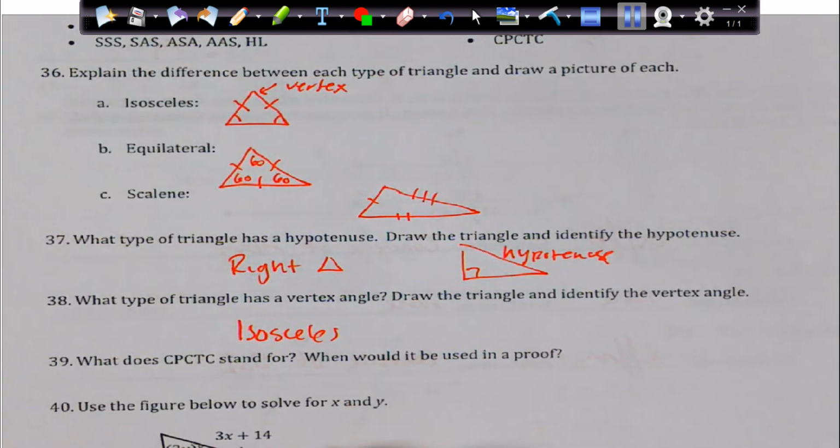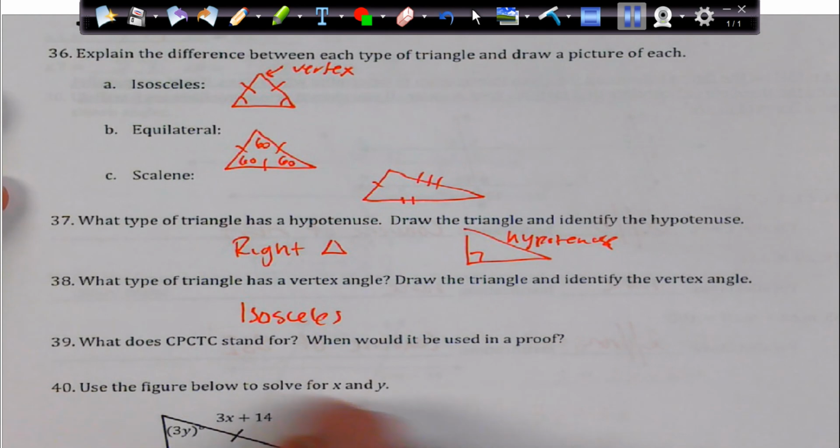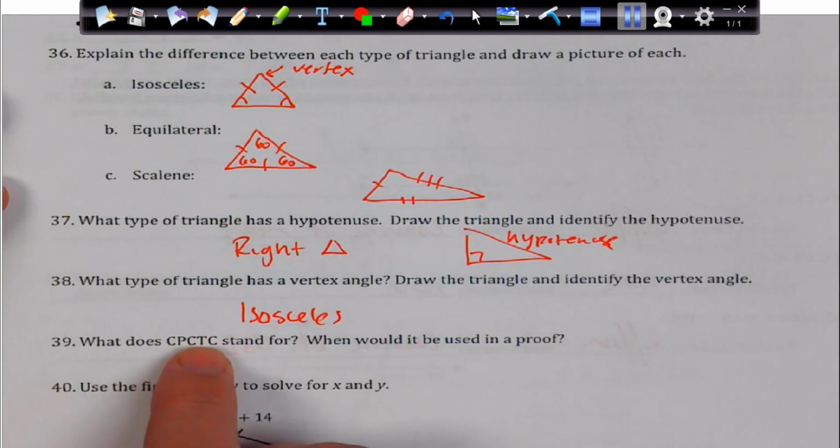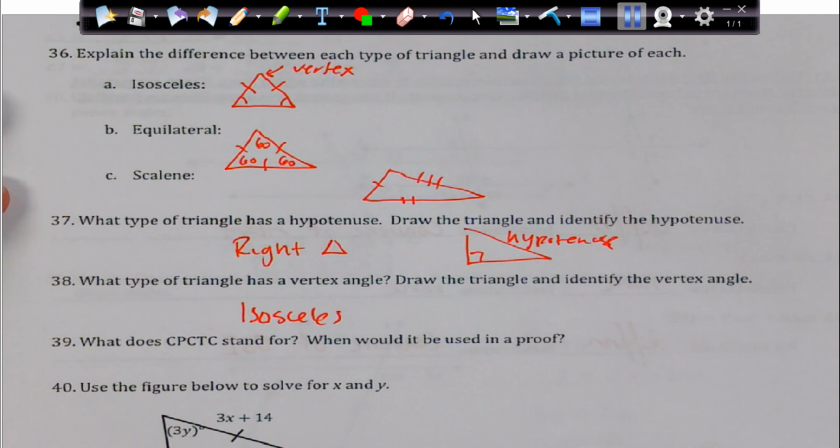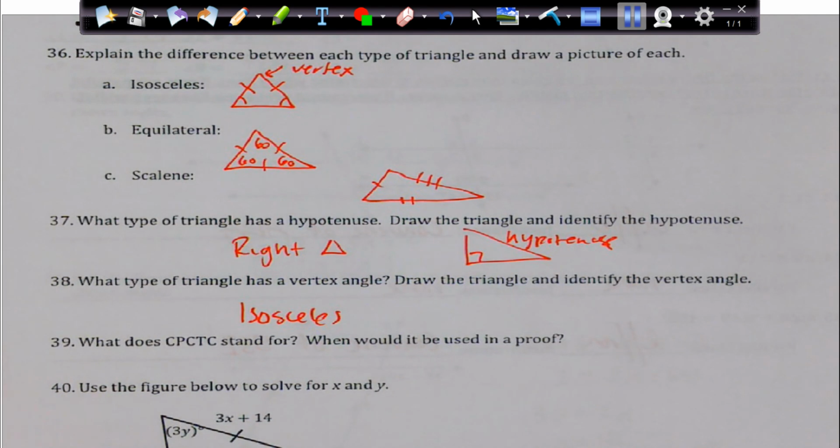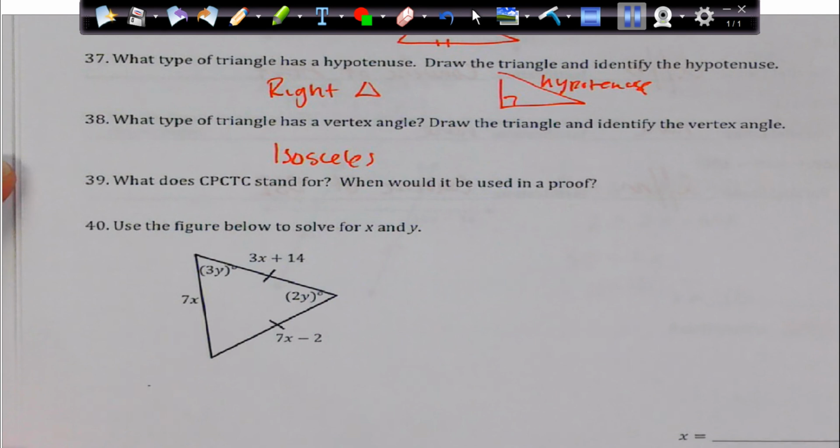Pointing to the vertex. What does CPCTC stand for? It says corresponding parts of congruent triangles are congruent. When we use it, after we prove a triangle congruent. I cheated on that one, but there we go.